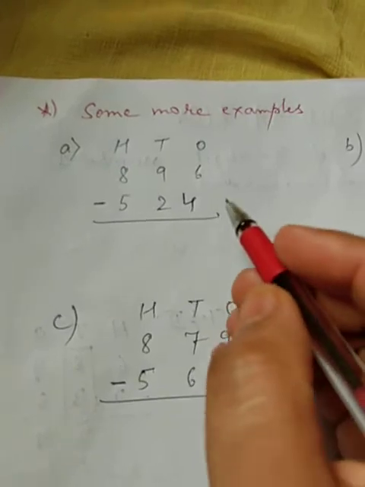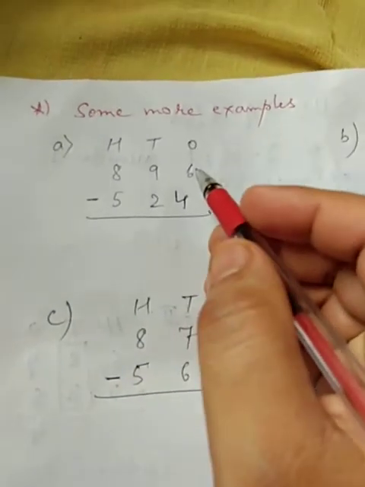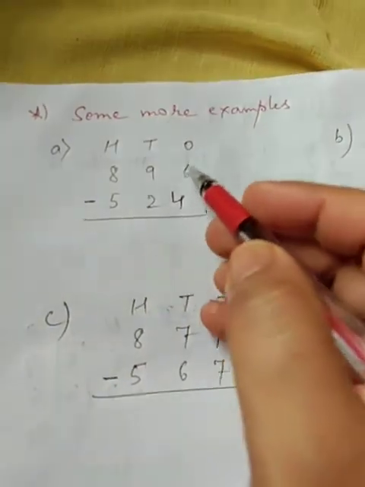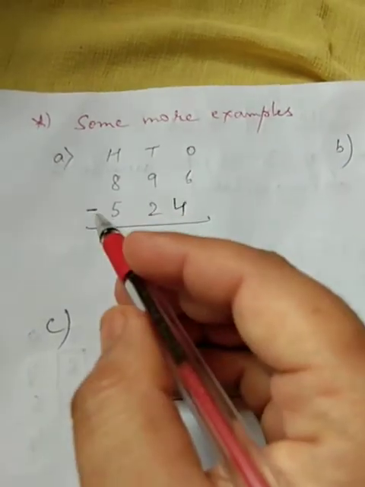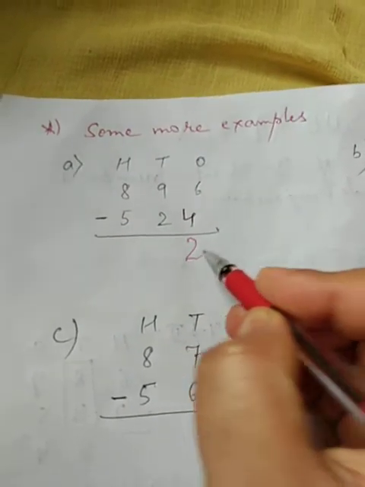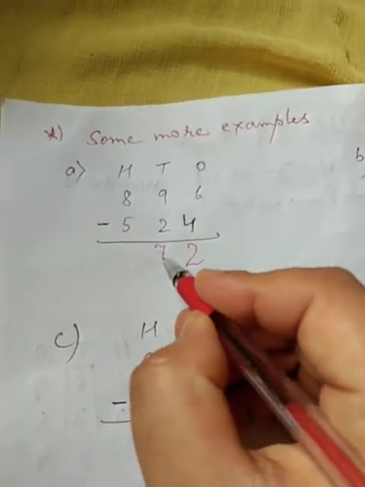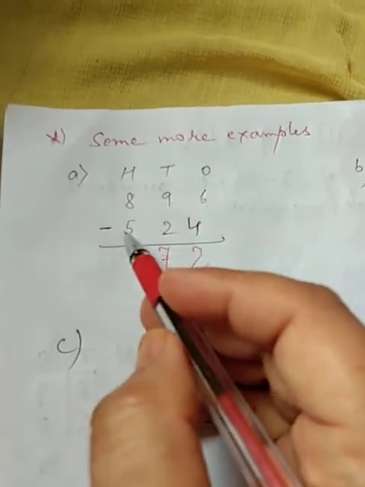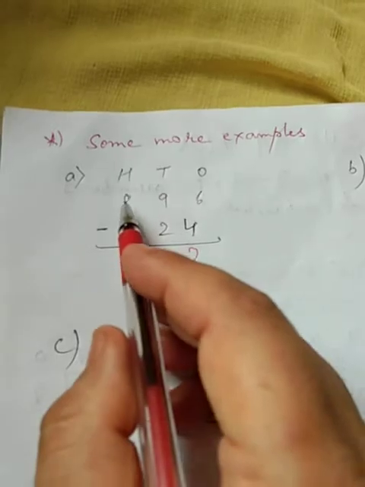Let us understand it with some more examples. Here we have 3 examples. We are going to solve these questions. So here is 896 and this is 524. Starting with the ones place, 6 minus 4 gives 2. 9 minus 2 gives 7. 8 minus 5 gives 3. So when 524 is subtracted from 896, we get 372.